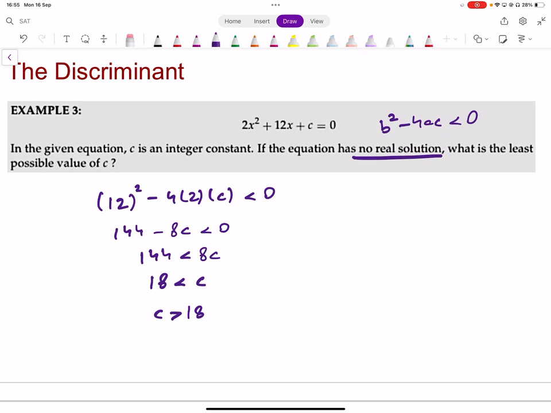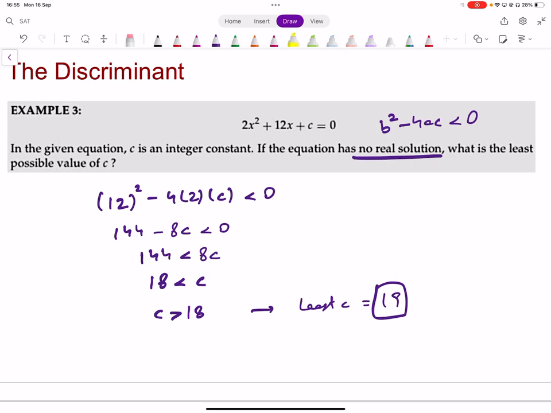What's the value of c that we write there now? It says c is an integer. Since c is an integer, the least possible value of c would therefore be 19. That's what we write down. Is this all right? Yes.